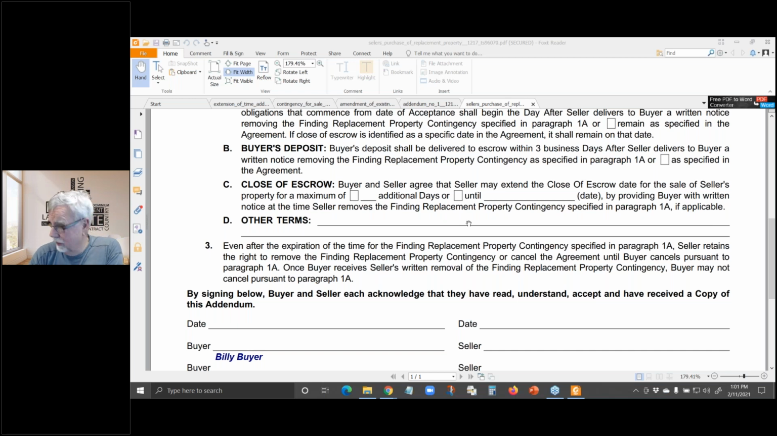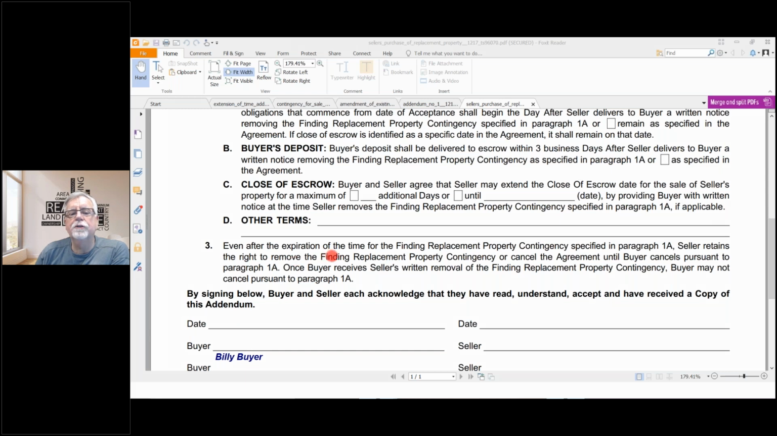You're in trouble, because I'll bet you can't explain why you did it, other than, well, somebody told me that that's always a good thing to write in. So just don't write in stuff just because some agent told you it was a good idea. And this is the final thing here: even after the expiration of the time for finding the replacement property contingency specified in 1A, seller retains the right to remove the finding replacement contingency or cancel the agreement until buyer cancels pursuant to paragraph 1A. Once buyer receives seller's written removal, buyer may not cancel pursuant to paragraph 1A.